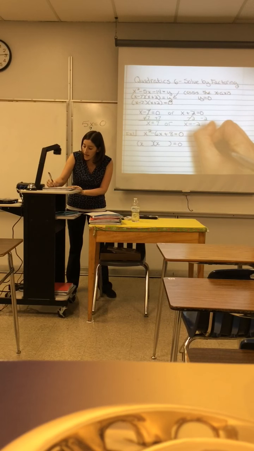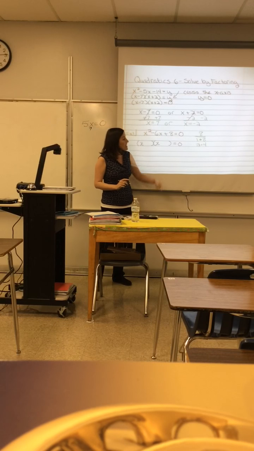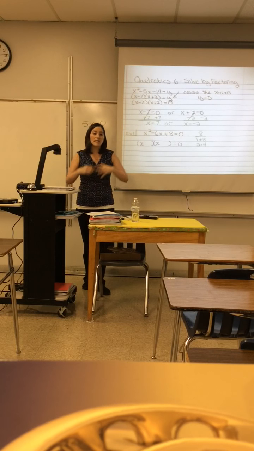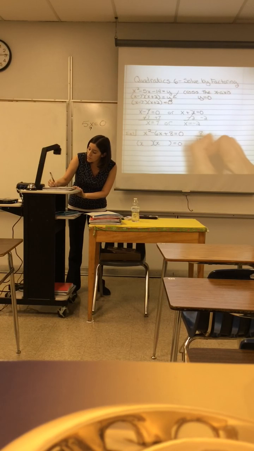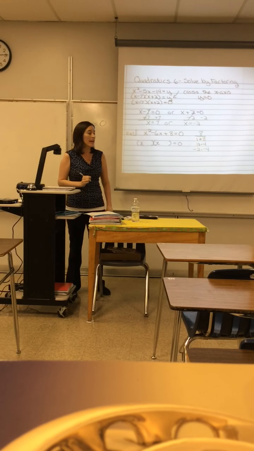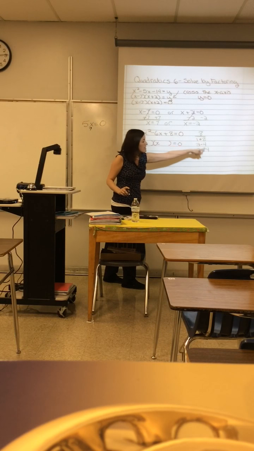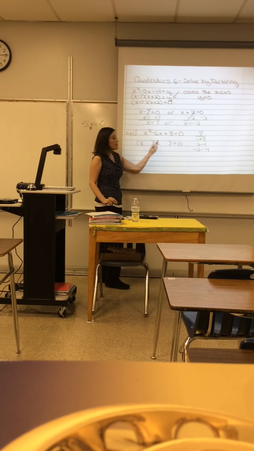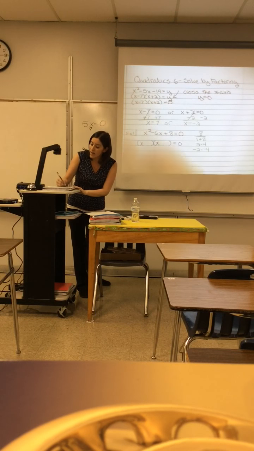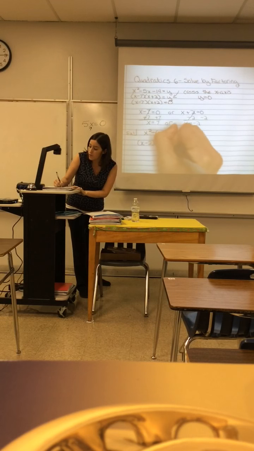That could be 1 times 8 or 2 times 4. Well, 1 plus 8 is 9, and 2 plus 4 is 6, but I need it to be a negative 6. So remember that when your constant is a positive number like positive 8, that also means that your two factors could also be negative, because a negative 2 times a negative 4 also is a positive 8, but they add together to give you negative 6. So I've got minus 2 and minus 4.